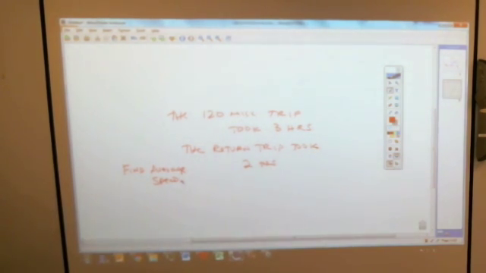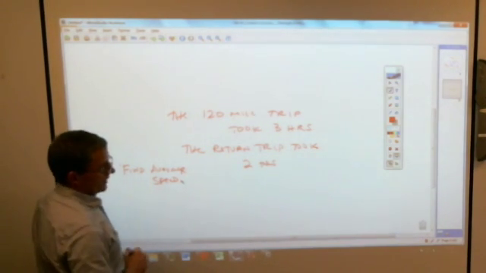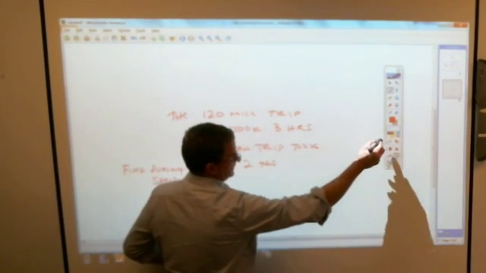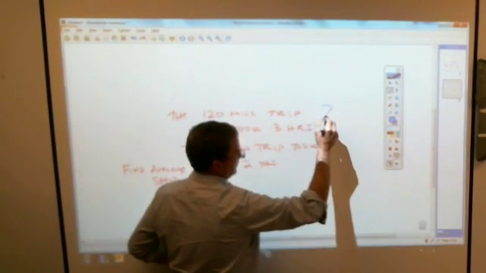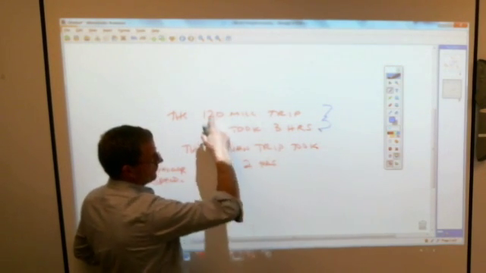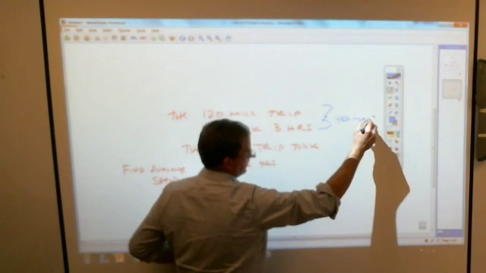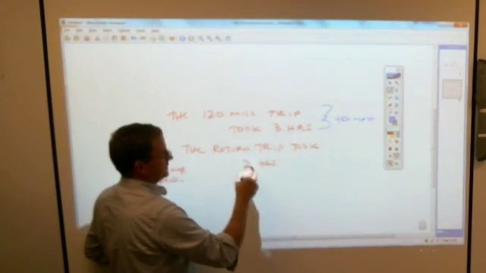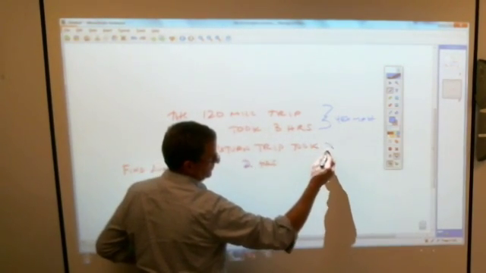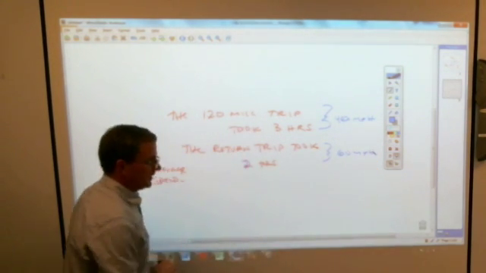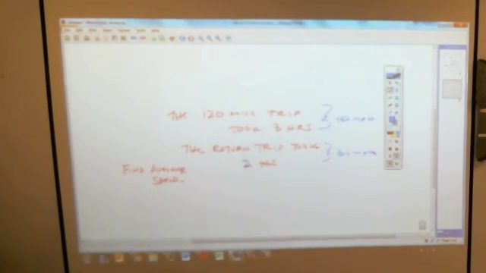Find the average speed. Well, speed is distance over time, correct? Let's look at it this way. How fast was this trip? 40 miles, you're going 40 mph there, right? And this time you did the same distance in 2 hours, so you're going 60 mph. Now in this case, would 50 mph be right as an average speed?